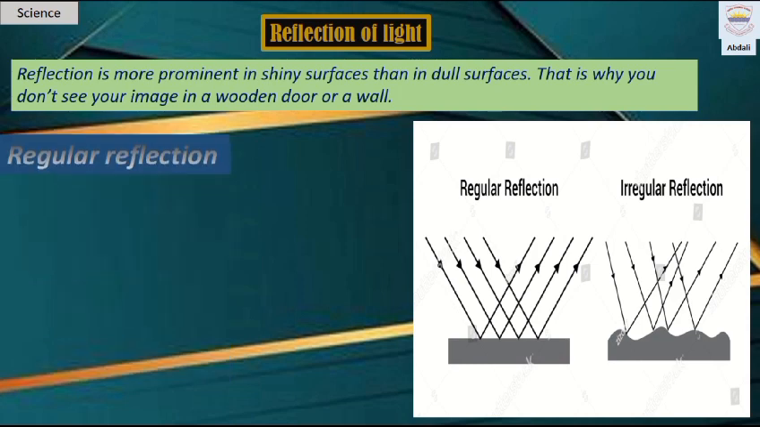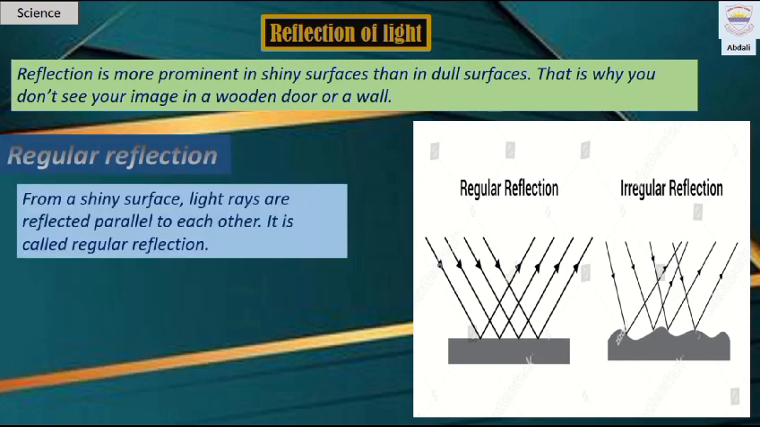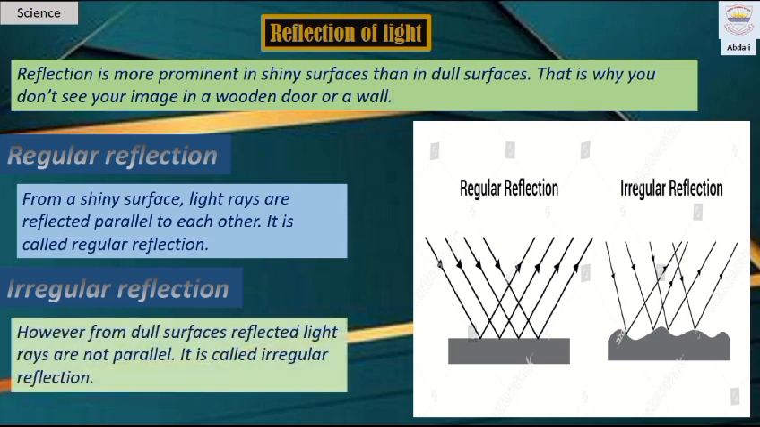Regular reflection from a shiny surface. Light rays are reflected parallel to each other. It is called regular reflection. However, from dull surfaces, reflected light rays are not parallel. It is called irregular reflection.